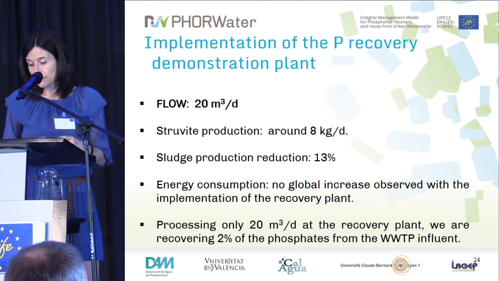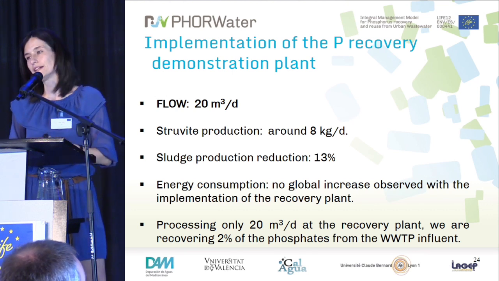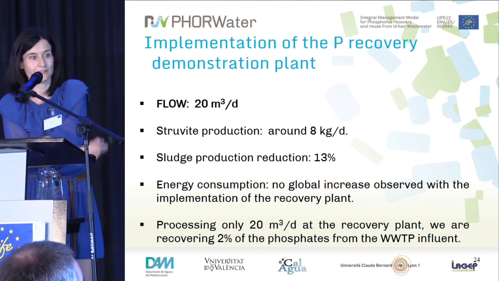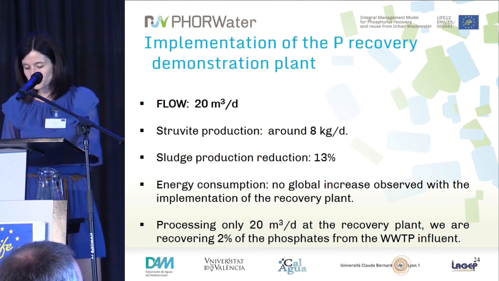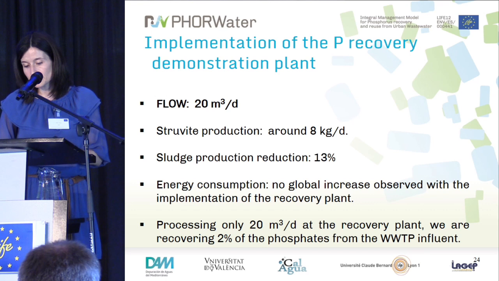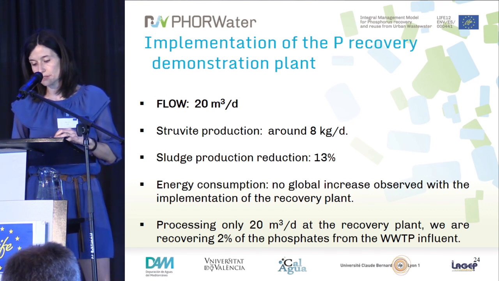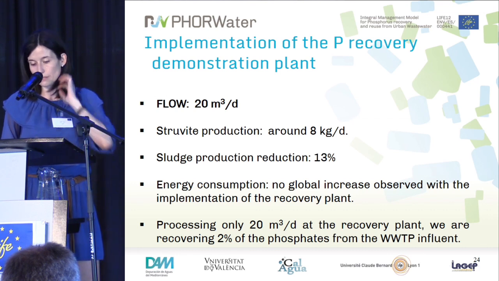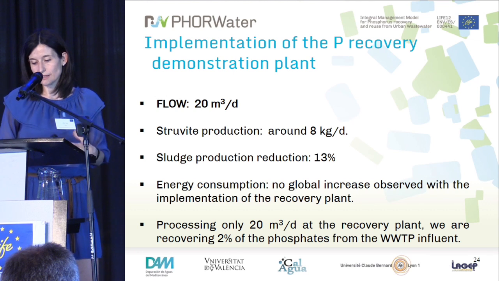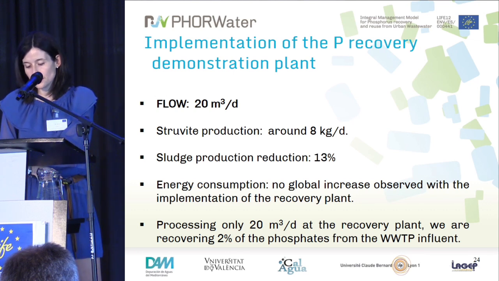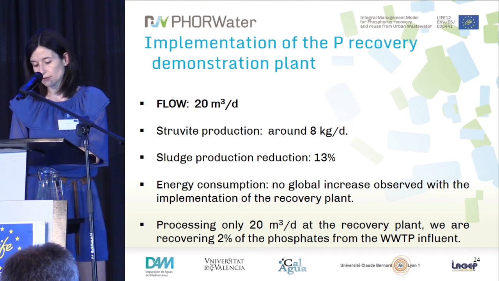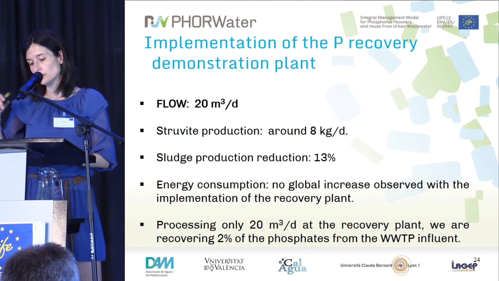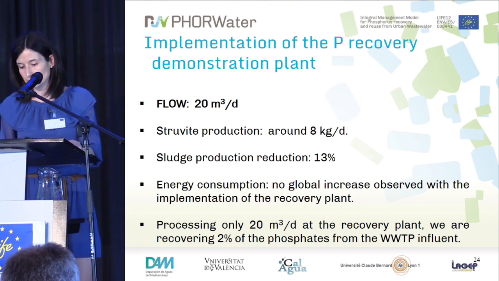And it's been only with a 20 cubic meters per day reactor. We're not treating as much as we could. With this plant, we are recovering 2% of the phosphates coming into the wastewater treatment plant. And if we could do this in a bigger reactor, this value would go up to 17% of the phosphorus incoming to the wastewater treatment plant, if we could treat all the overflow from the gravity thickener.